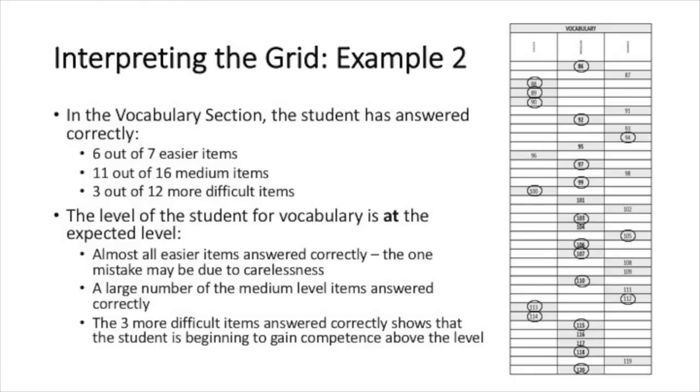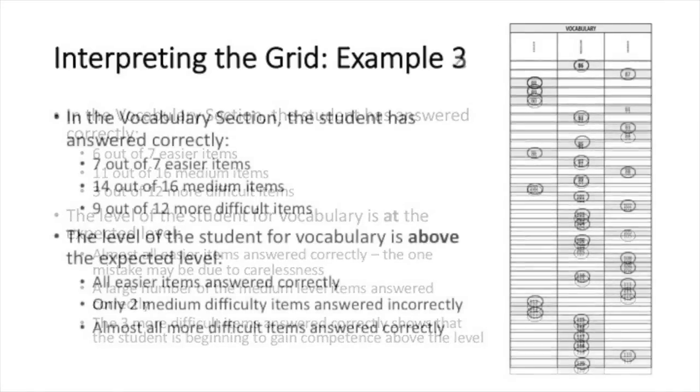The second example shows that in the vocabulary section, the student has answered correctly 6 out of 7 easier items, 11 out of 16 medium items, and 3 out of 12 more difficult items. The level of the student for vocabulary is at the expected level. Now, this is because, first, almost all easier items were answered correctly. The one mistake may be due to carelessness. Second, a large number of the medium-level items were answered correctly. And third, the 3 more difficult items answered correctly show that the student is beginning to gain competence above the level.